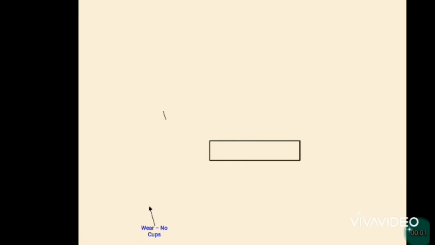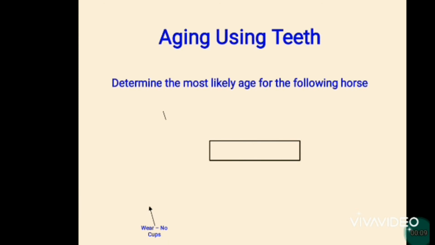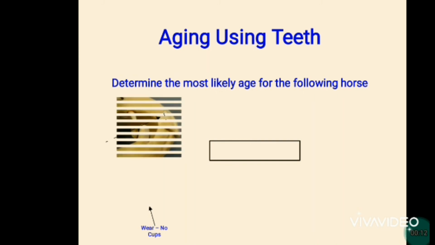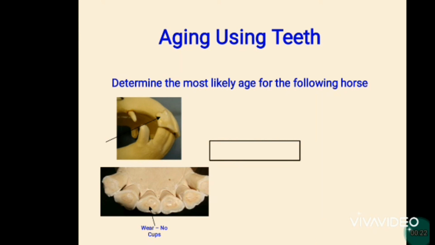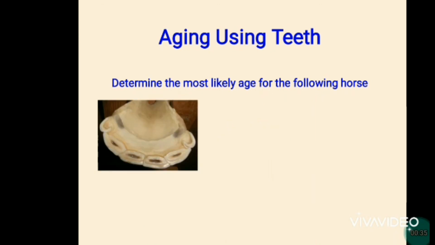After all this, we have to determine the age of the horse. Here is a question for you. Determine the most likely age of the following horse. In the first picture you can see that the Ginglymus groove is halfway down, and the cusps are worn, no cusps are present here. The four options are 7, 14, 21, 28. If halfway down means 15 years, then approximately 14 years will be the correct answer.